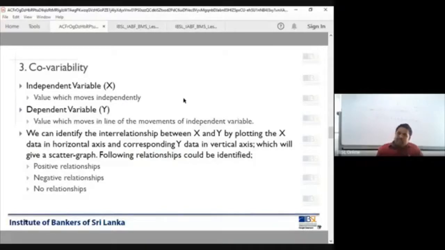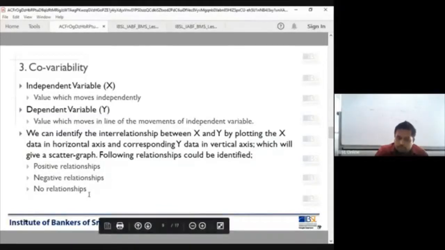But broadly, if you want to identify the covariability, you could cluster those relationships into three broader aspects. That is what we have written here: if you eyeball it, if you just look at the data set, you may identify either positive relationships or negative relationships. The third one is where you can't visually identify any relationship.